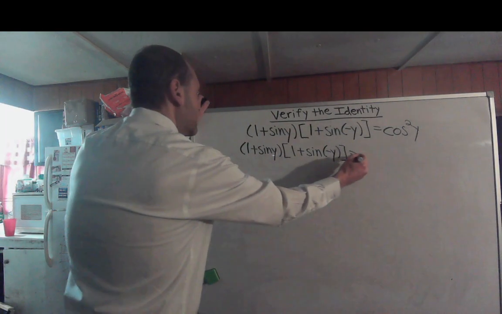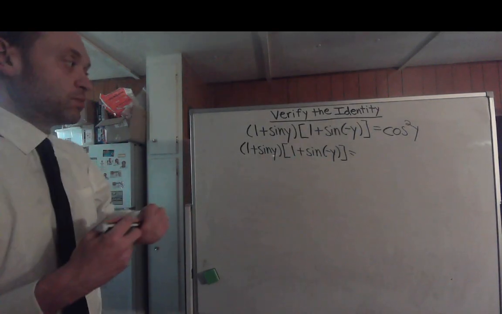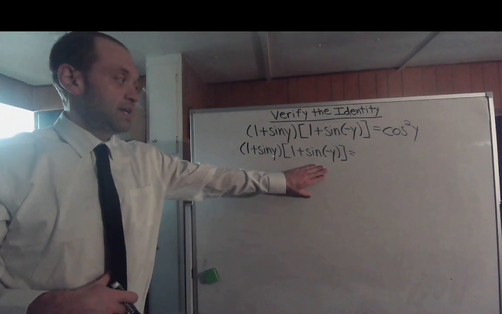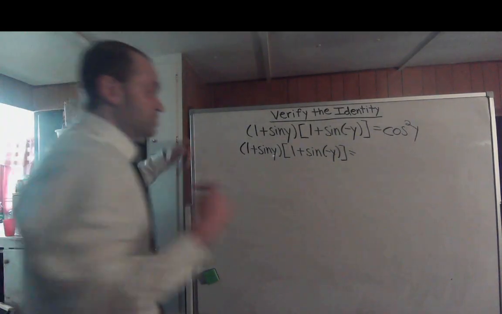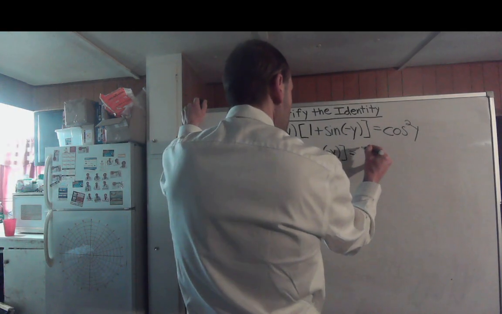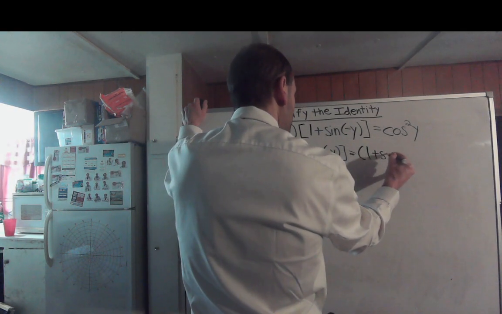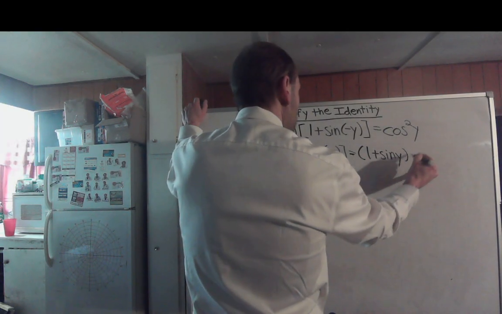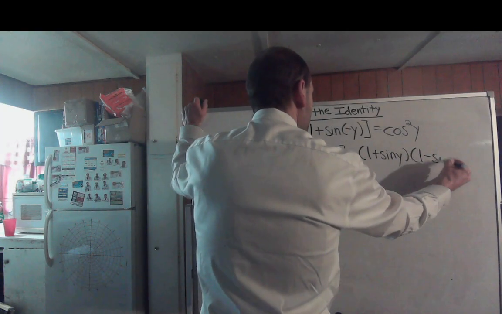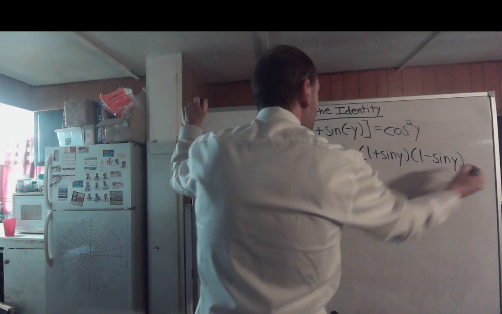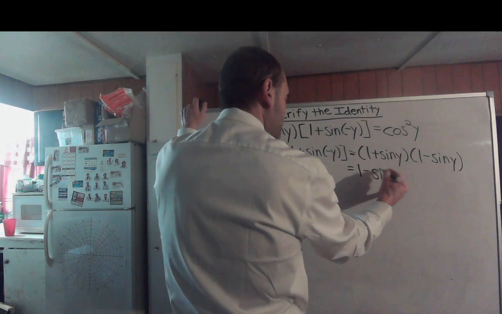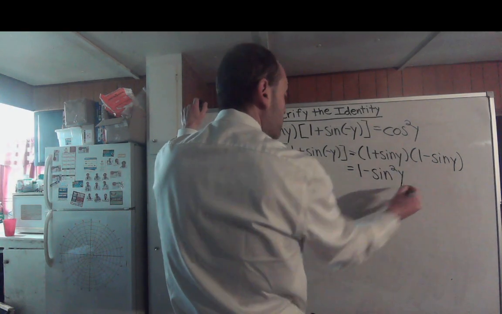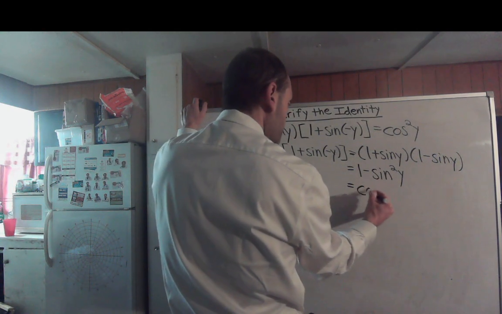Well, in your second quantity, we have an even-odd identity. The sine of negative y, since sine's an odd function, this would actually turn into the quantity of 1 plus sine of y times 1 minus sine of y. Well, now you just got to FOIL. You should end up getting 1 minus sine squared of y, which is going to be cosine squared of y.